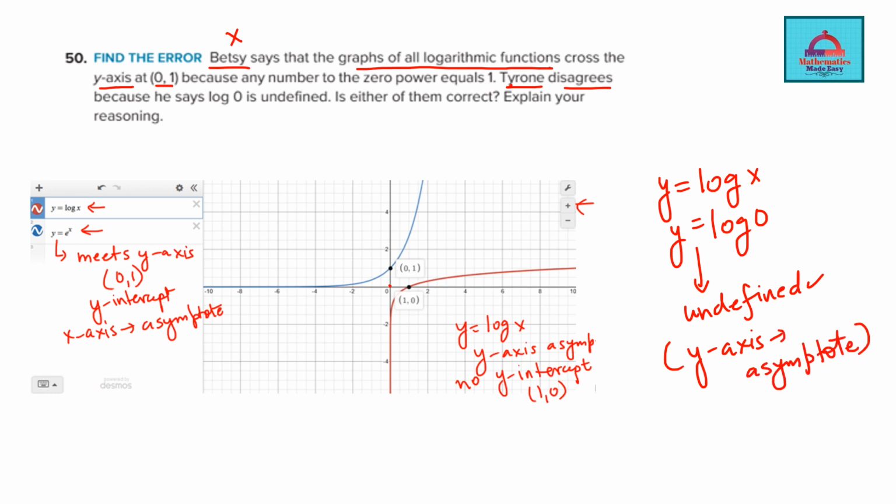I hope you are able to observe here that the log x graph does not meet the y-axis at all. It does not have any y-intercept, no y-intercept. And that is the reason why it becomes undefined. So that completes the question, and we know that Tyrone is correct while Betsy is wrong.